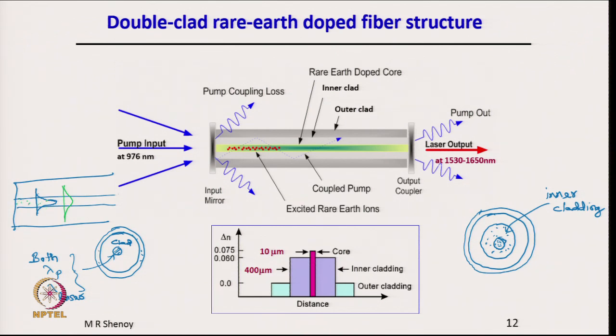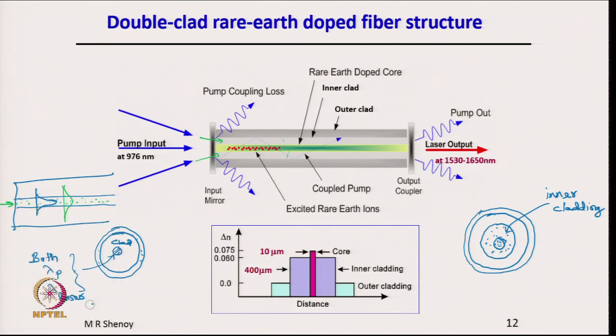The important point is that both the signal and the pump are launched here into the core. But in the case of a double clad fiber, as shown here, the pump is launched into the outer cladding, because the outer cladding is bigger, and therefore the power density, the intensity of the pump, need not be very high, because it is a large area.